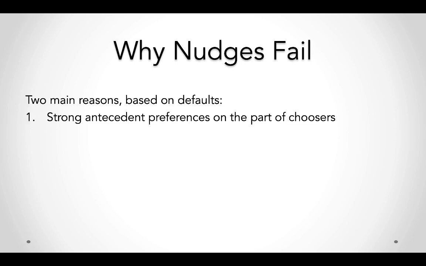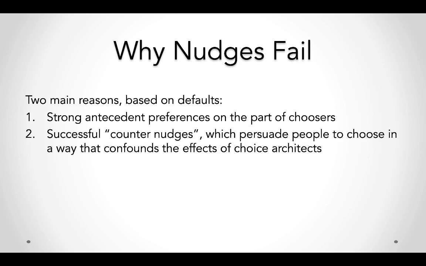2 main reasons. Based on defaults, strong antecedent preferences on the part of the chooser. If I believe strongly about something, it's hard to use nudges to change my opinion. And there are successful counter nudges which persuade people to choose in a way that confounds the effect of choice architects. So there are other counter nudges present that you may not be aware of in the choice architecture, because you don't know all the incentives of the audience, which can actually backfire in a way.